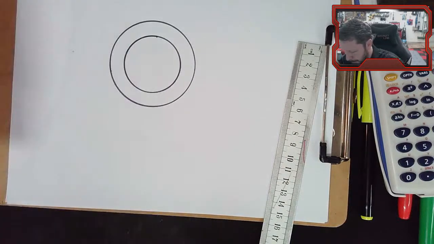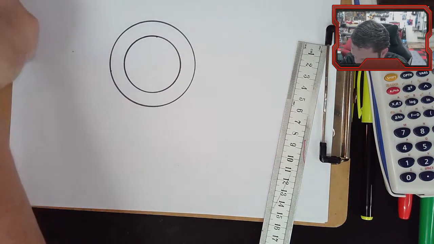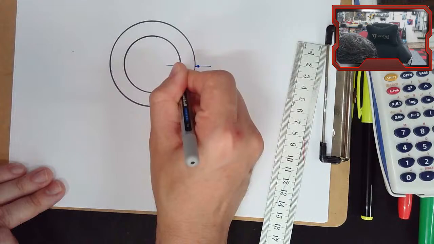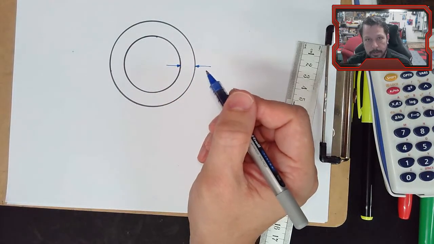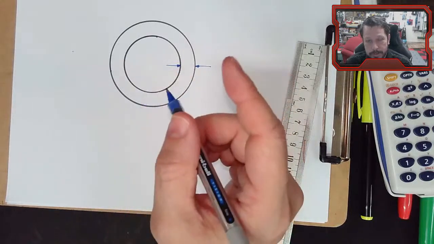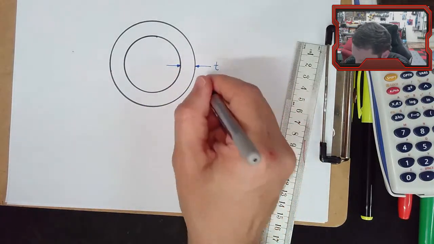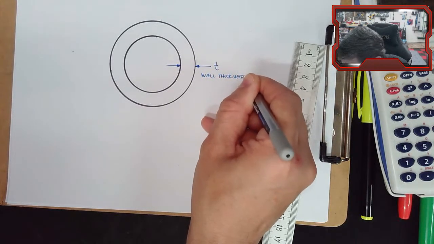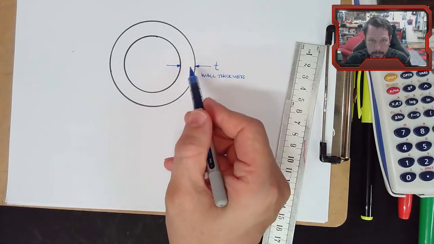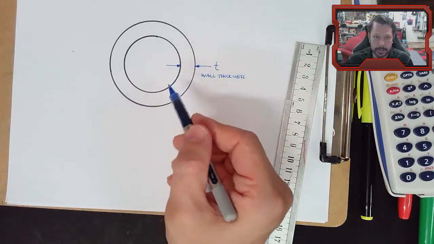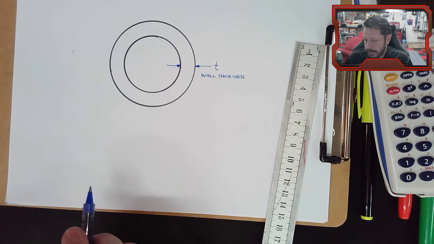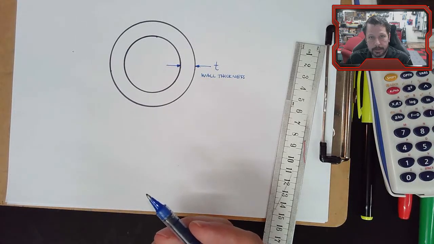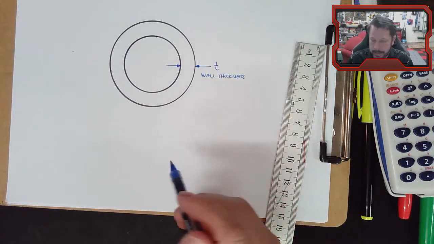Oh, I didn't talk about that. This dimension here: sometimes instead of being given the outer diameter and the inner diameter, you're given one of those and T, where T is the wall thickness. If you know the inner and the wall thickness, then you can figure out the outer. If you know the outer and the wall thickness, you can figure out the inner. So if you're specifying pipe, you'll have the outer diameter and the wall thickness, and you won't necessarily be given the inner diameter.